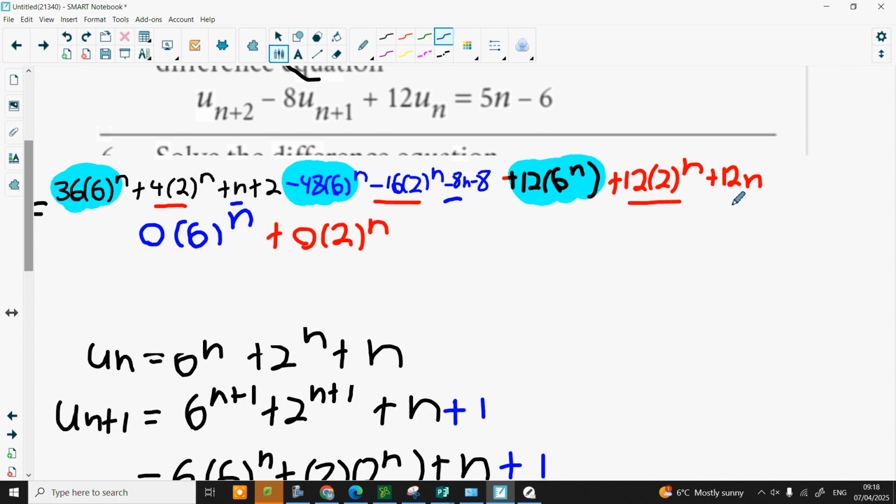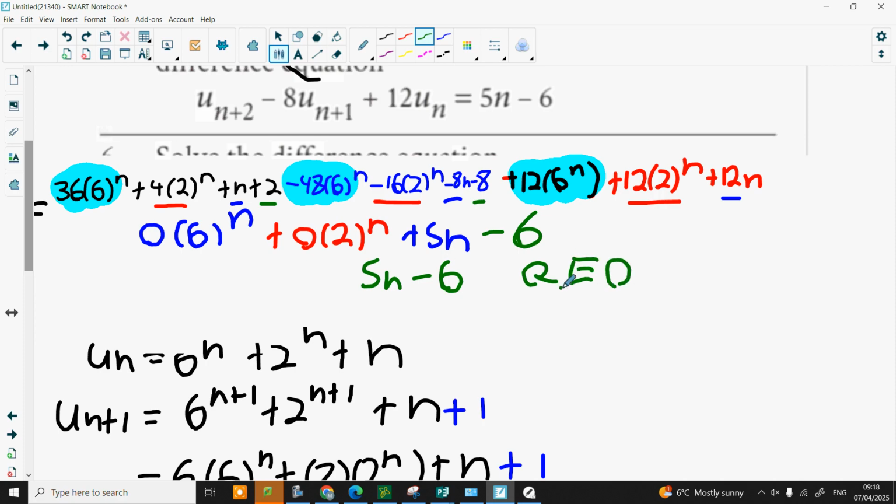How many n's? 1, minus 8, plus 12. Is that right? Oh yeah, it's going to be 13 take away 8, which is 5. And the numbers at the end, 2 take away 8 is minus 6. Yeah. And therefore, we've proven it. QED, which means I gave you exactly what you're looking for. Is that right? Quod erat demonstrandum in Latin.